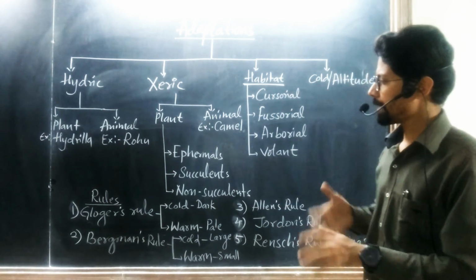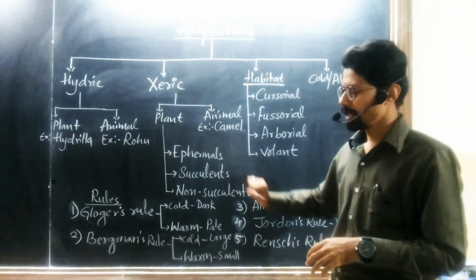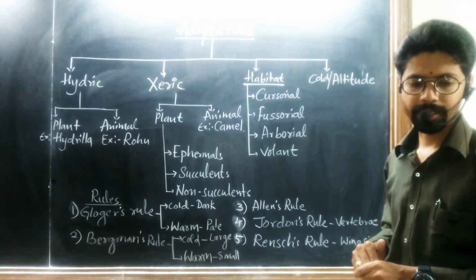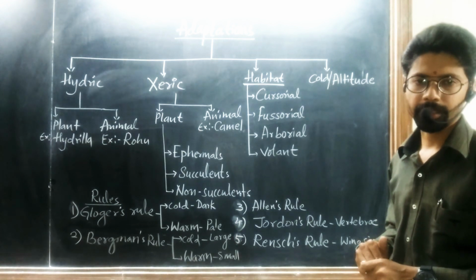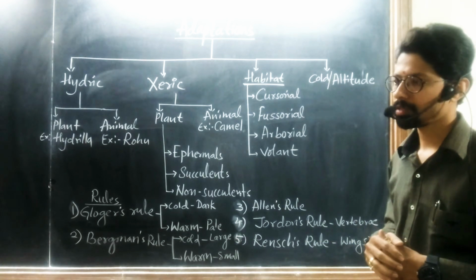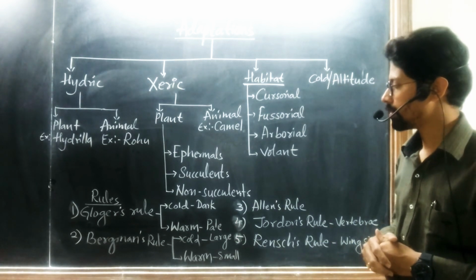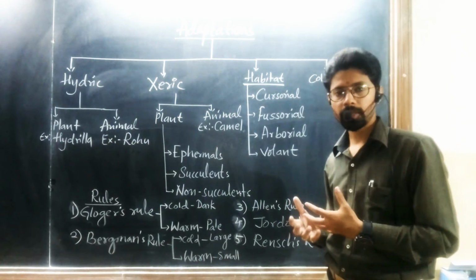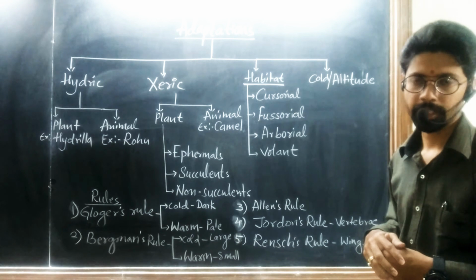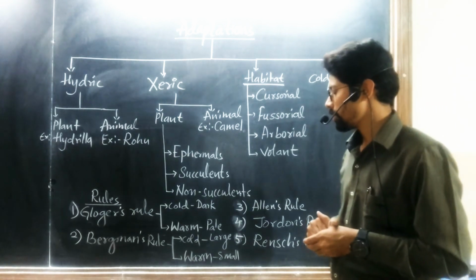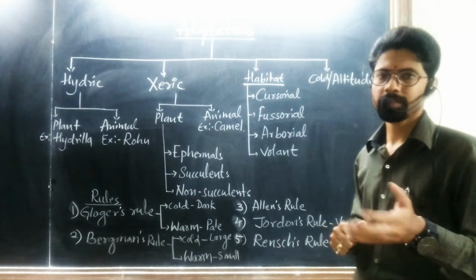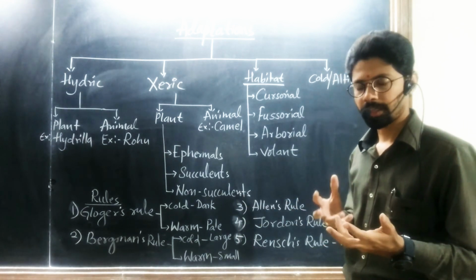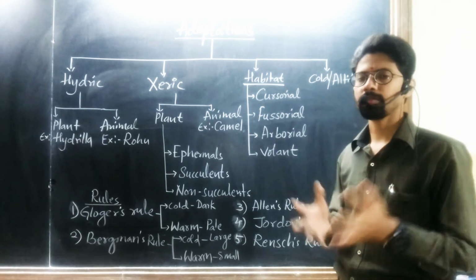That's it. So if you take examples in this, you can describe it. For ephemerals, you can take the example of Argemone mexicana. Okay, so Argemone mexicana is one example you can quote for ephemerals. For succulent plants, a lot of succulent plants are there. You can take aloe vera as the best example of a succulent plant. For non-succulent plants, you can take acacia. Acacia is a thorny plant that grows in drought conditions.